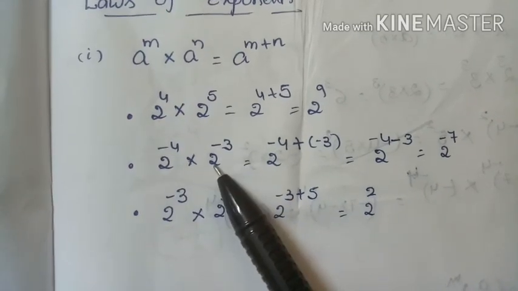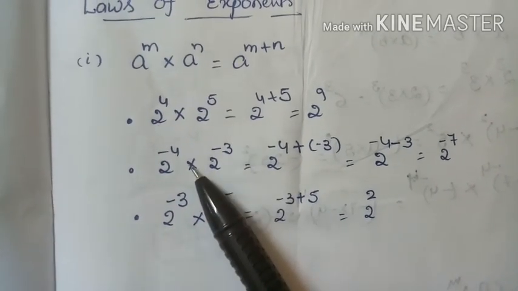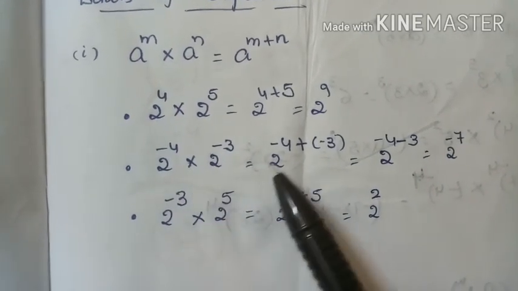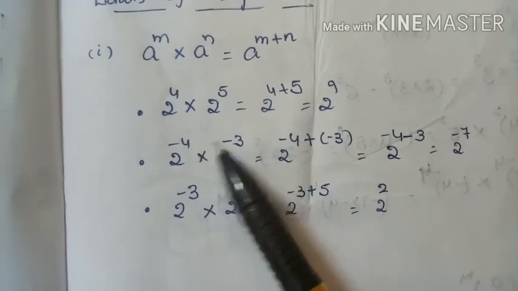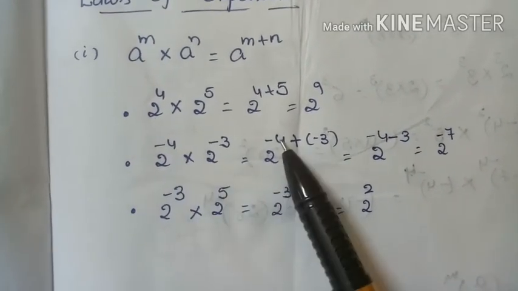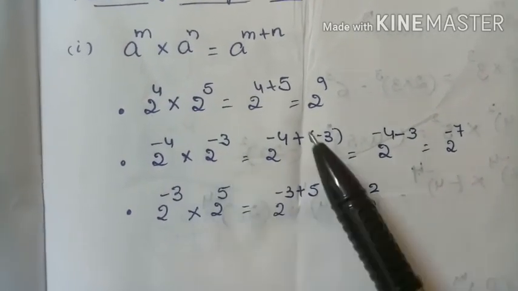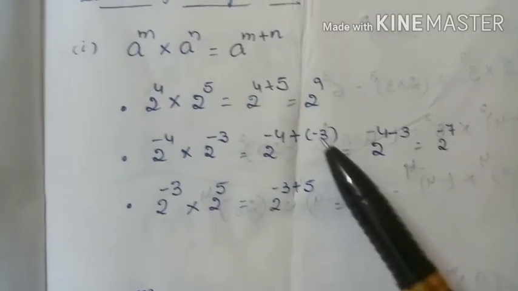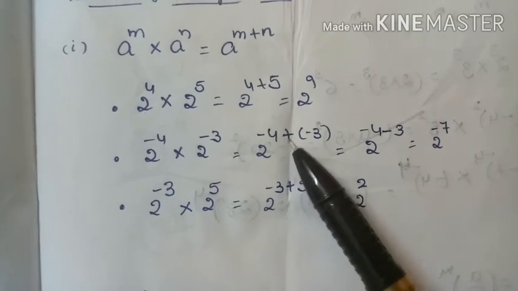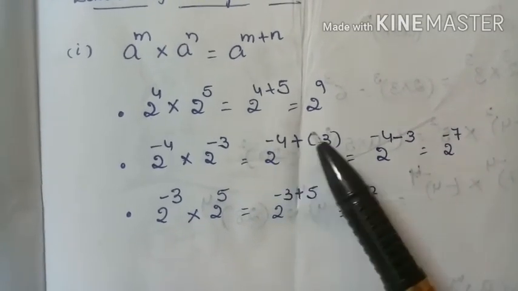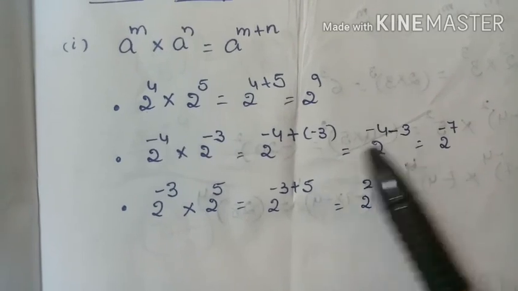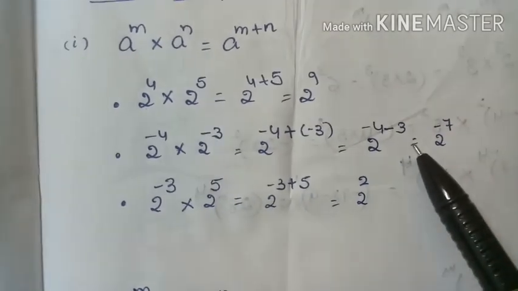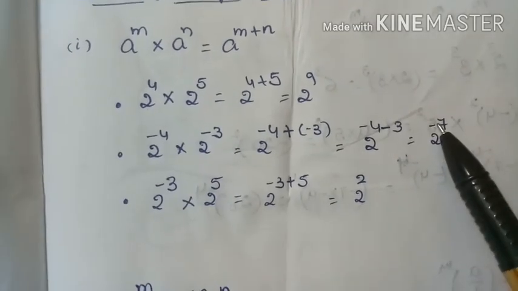Here also same bases. Powers are different, but it is multiplication. So simply, base 2 is common, write the same base and add the powers. That means first is minus 4, we are adding, so keep plus minus 3. So 2 power of minus 4 plus minus 3. So now 2 power of minus 4 minus 3 is equal to 2 power of minus 7.